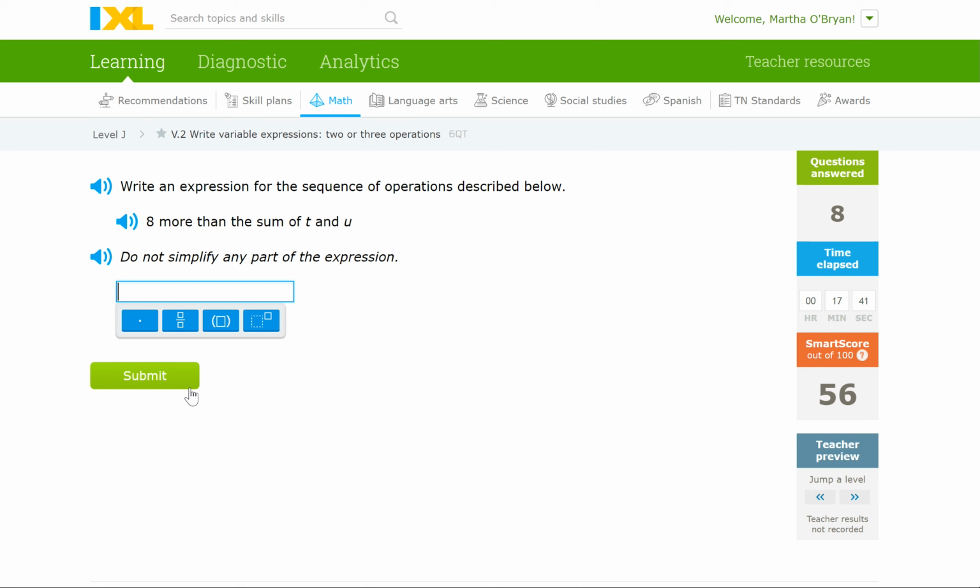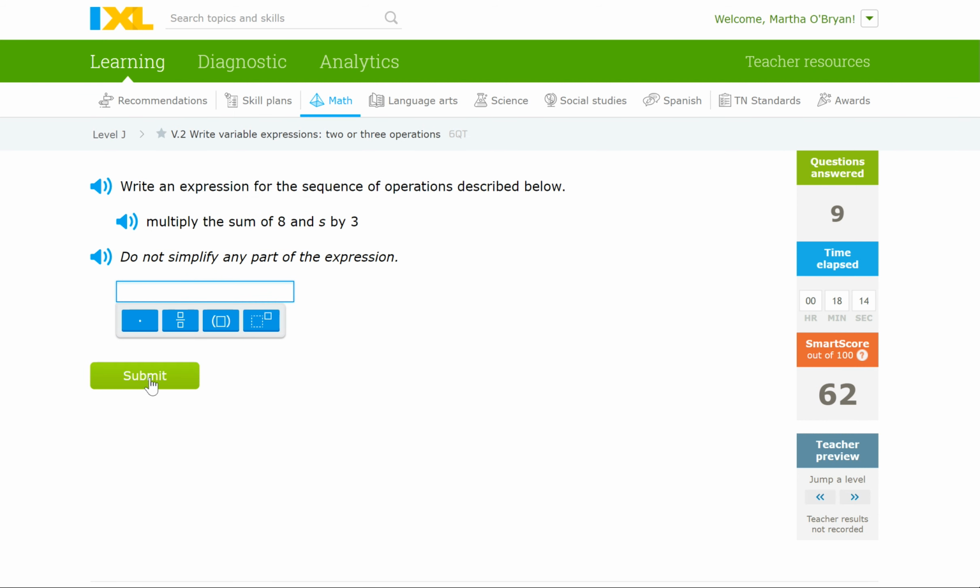Awesome. So now we need 8 more than the sum of t and u. So here we're definitely going to need some parentheses. And the reason why is because the sum of t and u are going to be one part, and then we're going to need 8 more than that part. So we're going to do 8 plus, put in the parentheses, so you're going to use that button, t plus u. So the sum of t and u is t plus u, and you're adding 8 more than that.